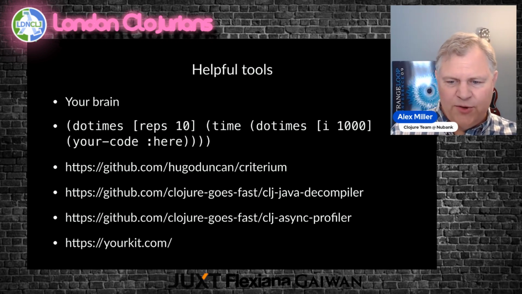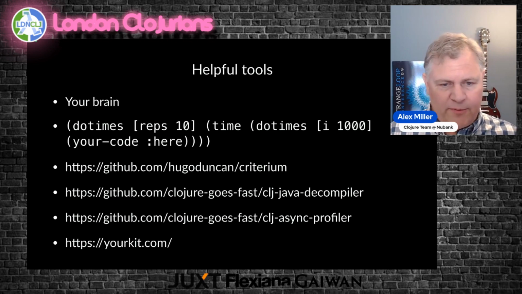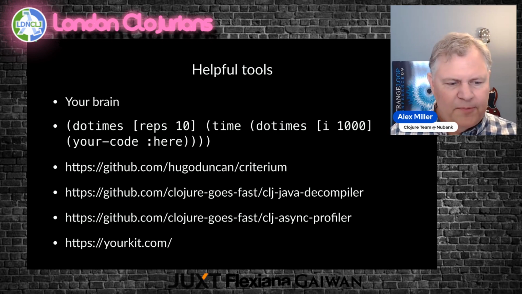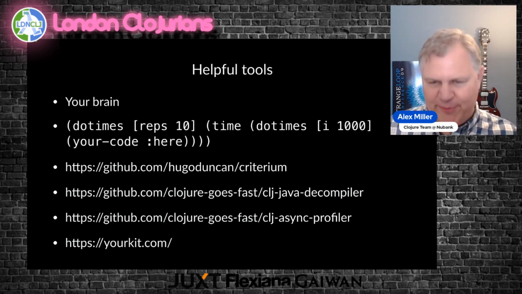Clojure Goes Fast has 2 great tools, has other great tools, but the 2 that I use the most are the clj-java-decompiler, which you can use right at the REPL, or the async-profiler, which gives you flame graphs. Both are extremely useful. I use them regularly. I use YourKit. I use IntelliJ's decompiler, and there's another plugin for bytecode viewing on IntelliJ that I use a lot. I don't know what exists in all the other tools, but those are some of the ones that I use all the time.